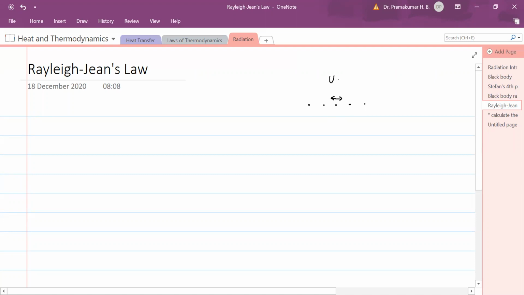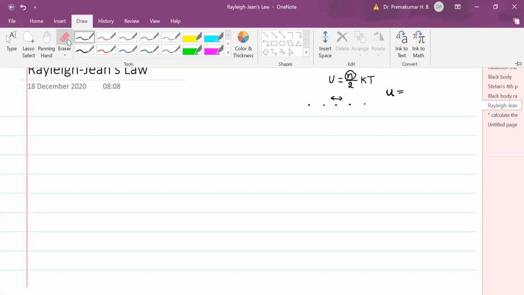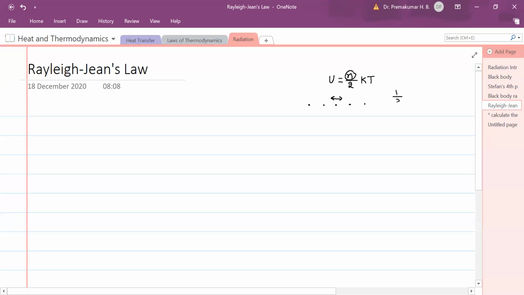You know that U is equal to, say, for a monatomic or any degrees of freedom, n by 2 kT, like that we wrote. I'll write kT. This is for one molecule, so we know this already. This is about degrees of freedom. For a single degree of freedom, the energy distributed will be 1 by 2 kT.